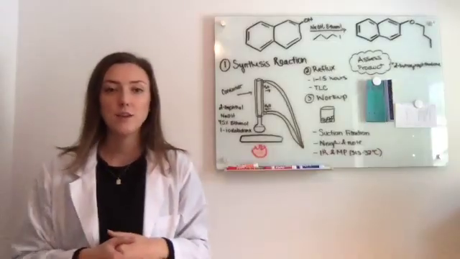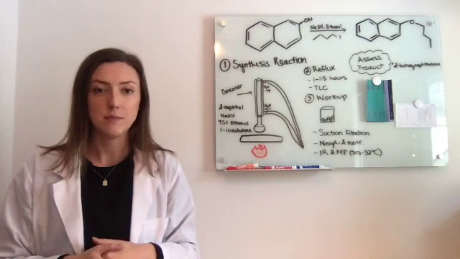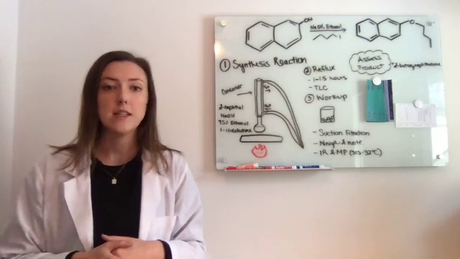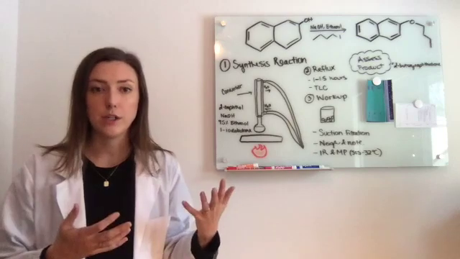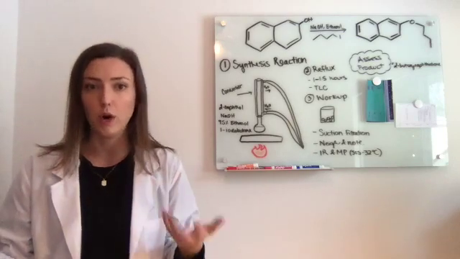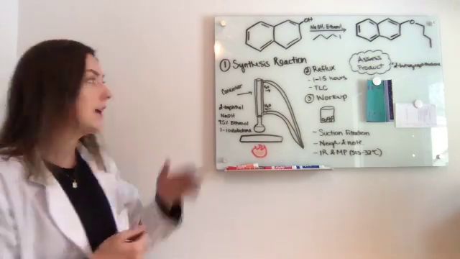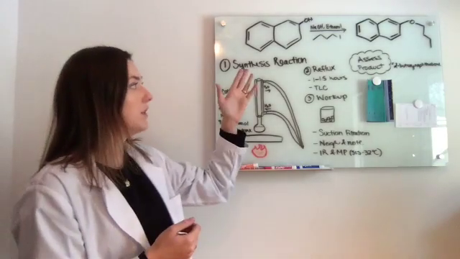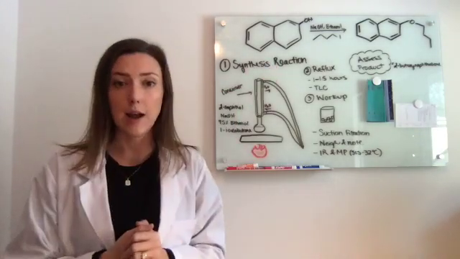Okay, so the next thing that we're going to talk about is the organic synthesis experiment that we did in lab this year. Synthesis is basically when you're using different starting materials to synthesize a new product. In this case, we are using 2-naphthol and 1-iodobutane in order to synthesize 2-butoxynaphthalene.